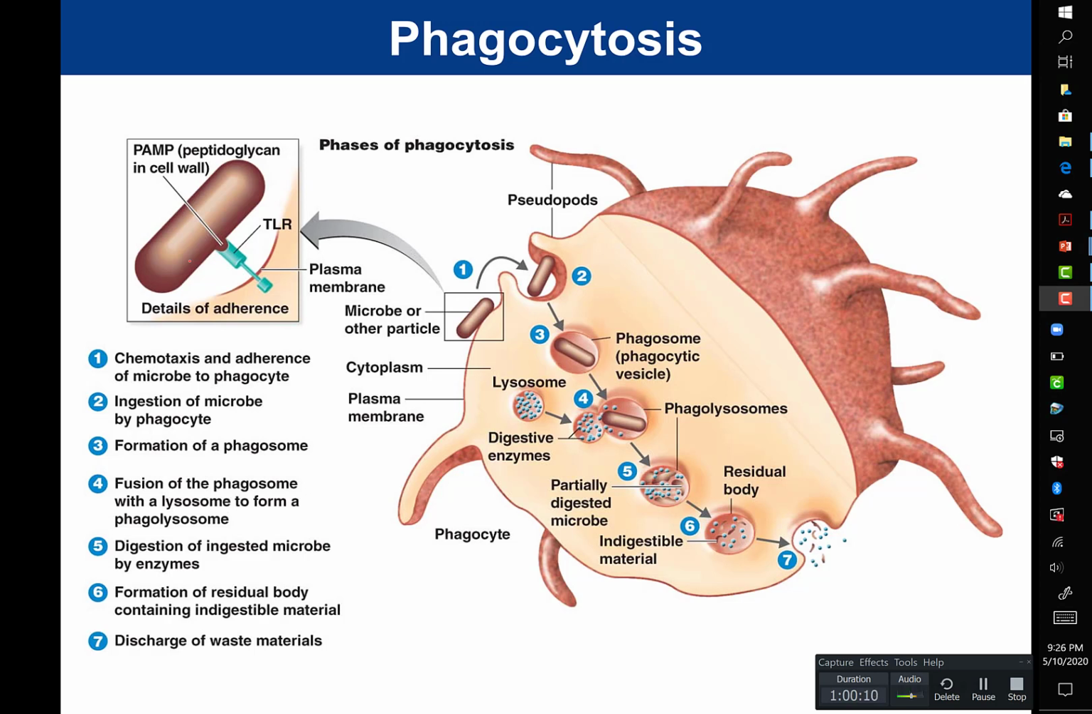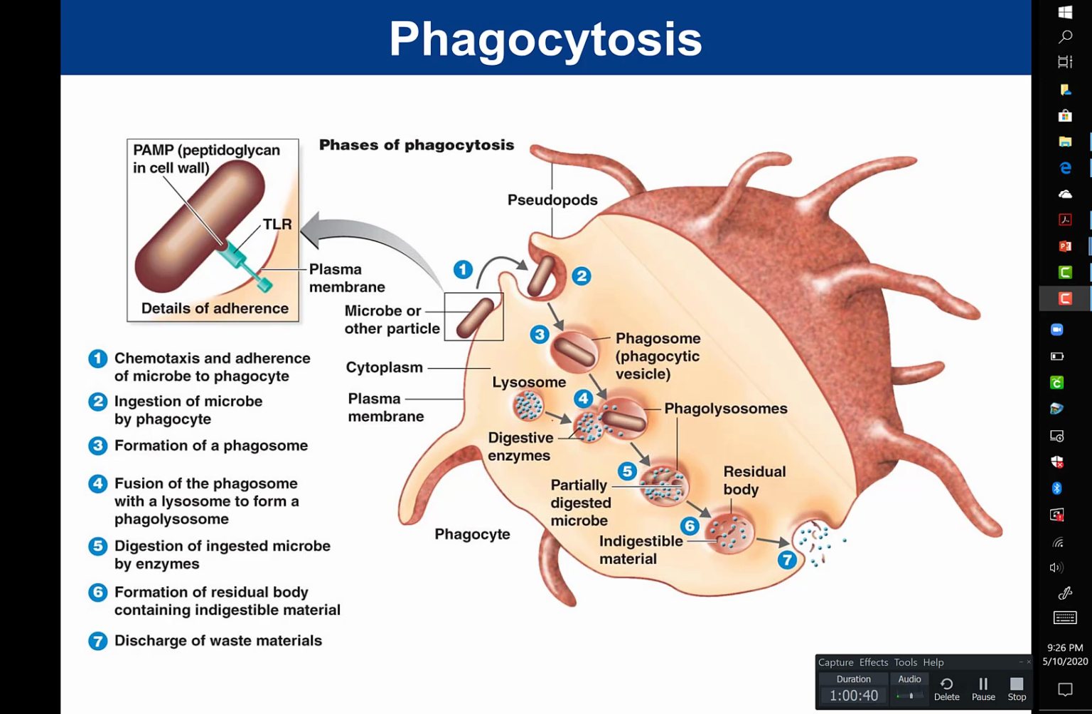Then we get ingestion of the microbe by the phagocyte. So again, we have these pseudopods that come out. These are controlled by actin, and those pseudopods are going to engulf that pathogen, and they're going to take that pathogen into the cell. And so the next step is going to be the formation of a phagosome, right? It's going to be this phagocytic vesicle.